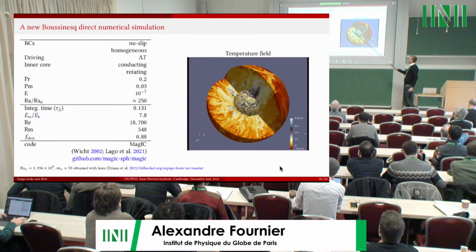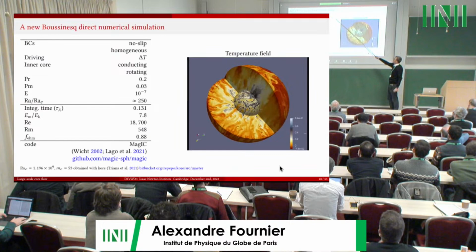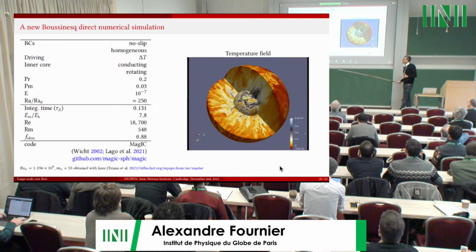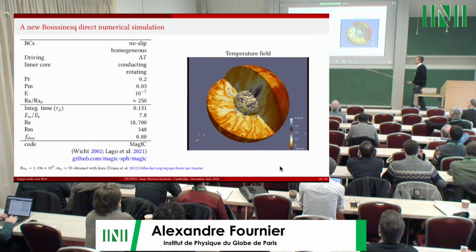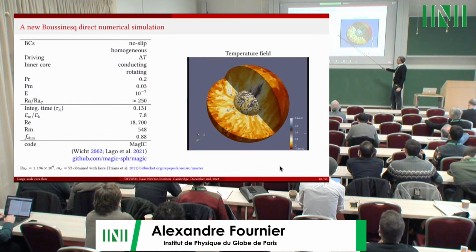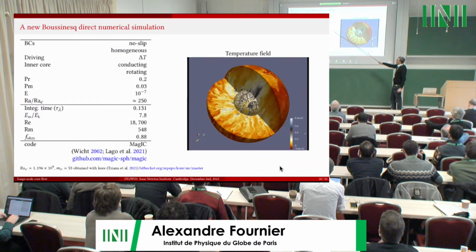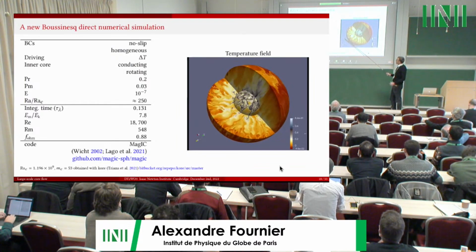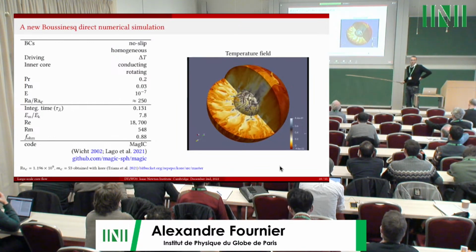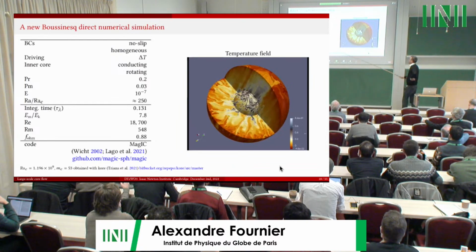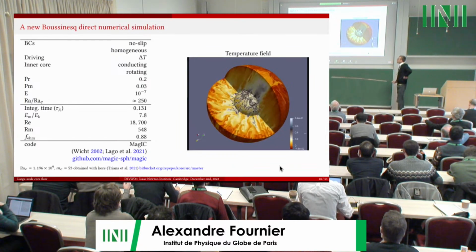So the boundary conditions are still no slip and homogeneous, but this time instead, we're driving the system by imposing a temperature contrast across the shell. Okay, so it's a delta T forcing. The Ekman number is still equal to 10 to the minus 7, and the magnetic Prandtl number to 0.03. So we integrated the simulation for about 13% of a magnetic diffusion time. The ratio of the magnetic to kinetic energy is on average equal to 8.